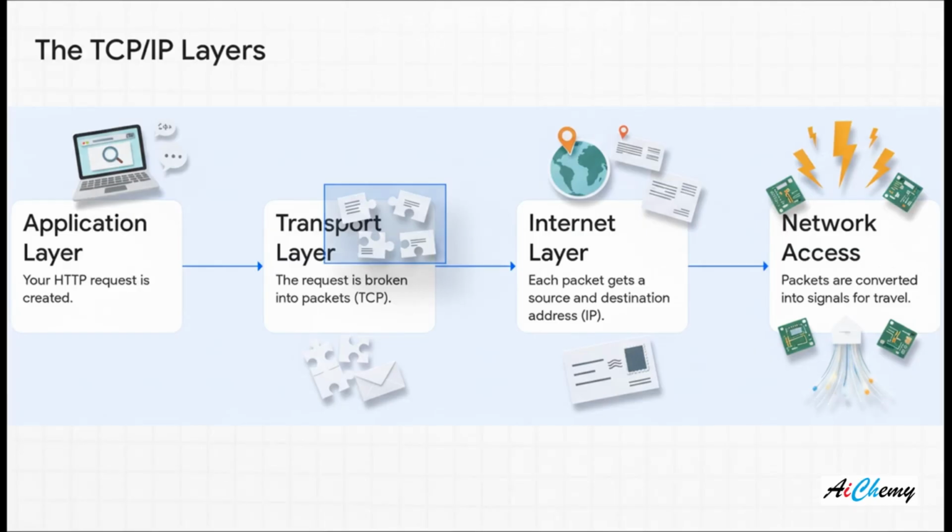So let's quickly walk through how this works. First up, the application layer is where our HTTP request is born. But a whole web page request is way too big to send at once. So the next layer, the transport layer, chops it up into these little bite-sized pieces called packets. Then the internet layer slaps a destination IP address on each and every packet. That's the mailing address. And finally, the network access layer takes those digital packets and turns them into actual physical signals. We're talking electrical pulses or tiny flashes of light, so they can physically travel across wires and airwaves.